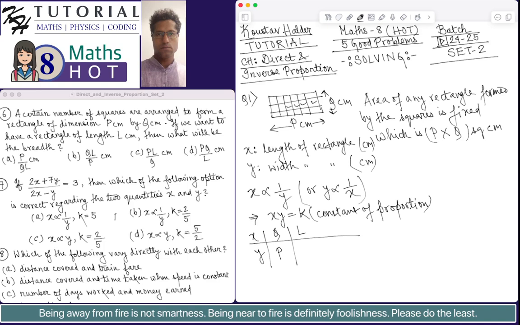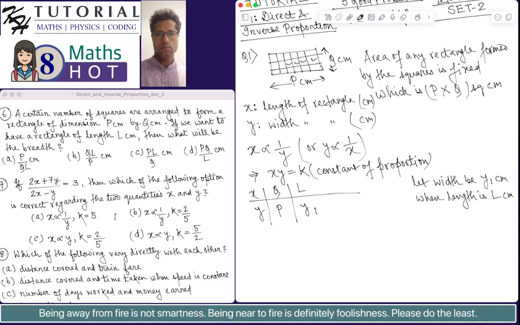So let's say let width or breadth be y1, since the quantity y represents the width of the rectangle. Let width be y1 when length is L, that is L centimeter, and let width be y1 centimeter. So we can add these corresponding values in the table. We have y1. Now we have to solve for y1.